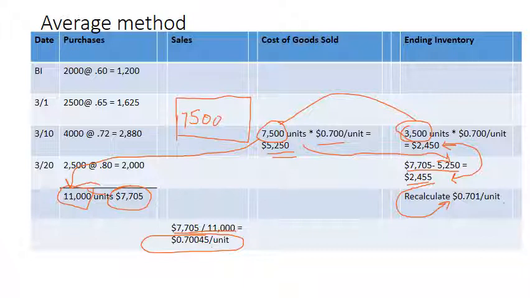Again, either one of these is fine. It's such a minor amount of money when we're talking about $5,250 as the cost of goods sold. So 5,250 versus 5,255 is just not material. So they don't really worry about that difference.